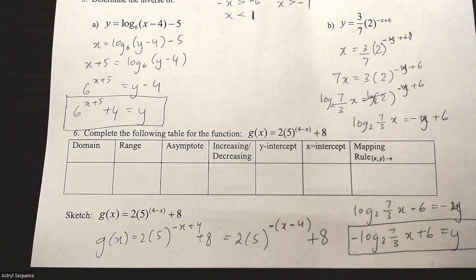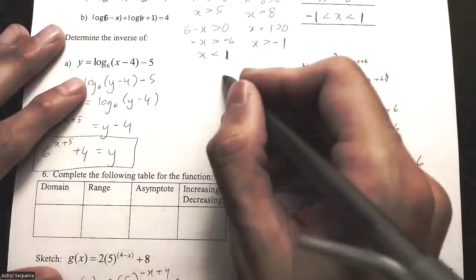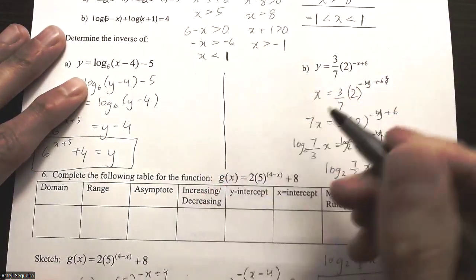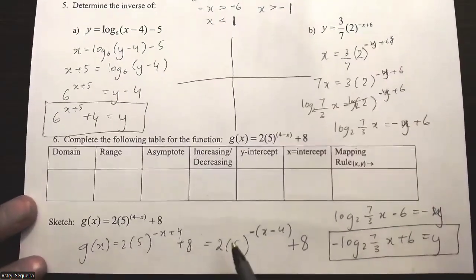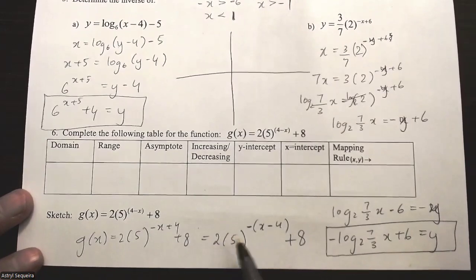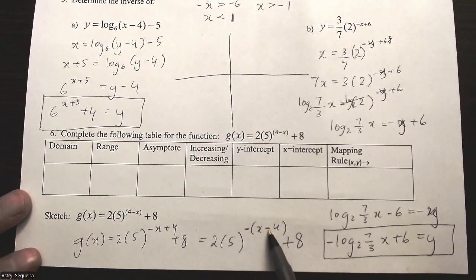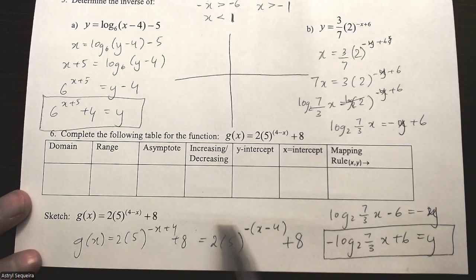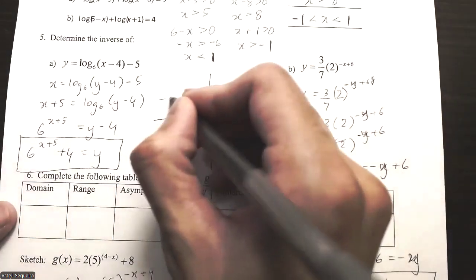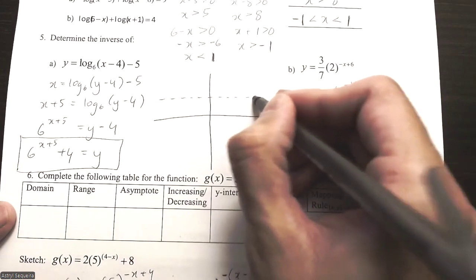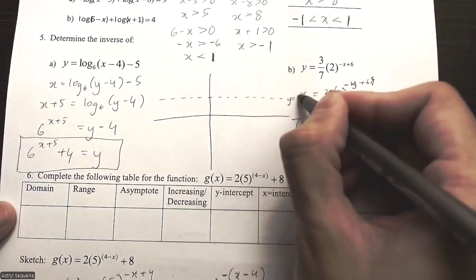So now I'll start answering some of these questions and I'll do my sketch at the same time. Sometimes it's actually better to do the sketch first. So I know that my vertical asymptote for this one is going to be at, oh no, this is an exponential equation. So I have a horizontal asymptote. It's going to be at +8. So I have a horizontal asymptote, y equals 8.